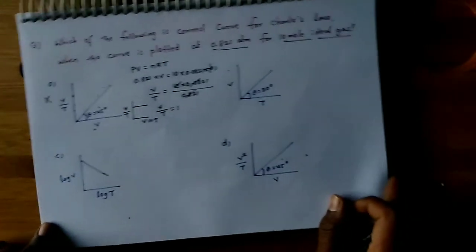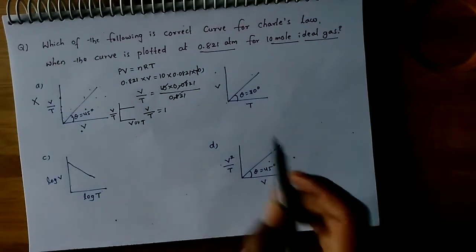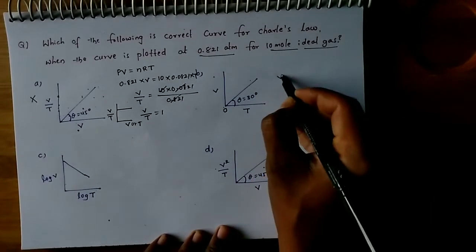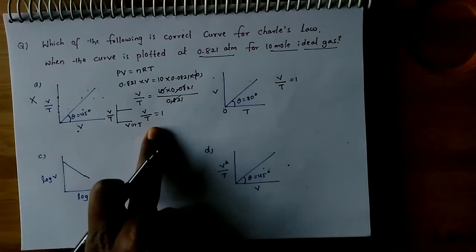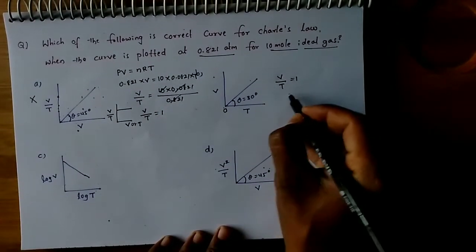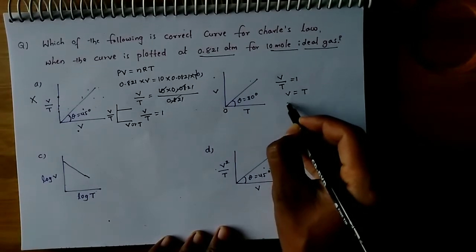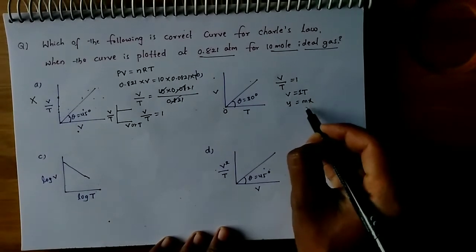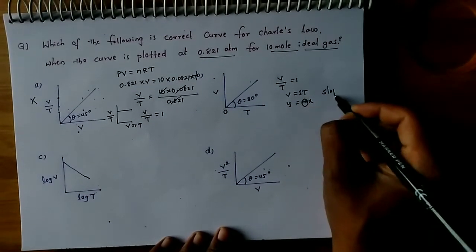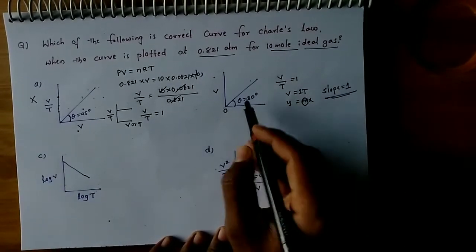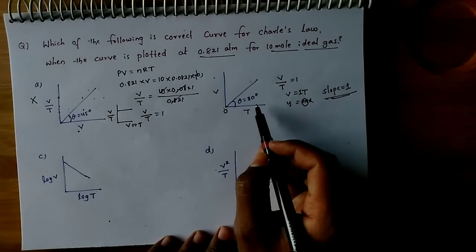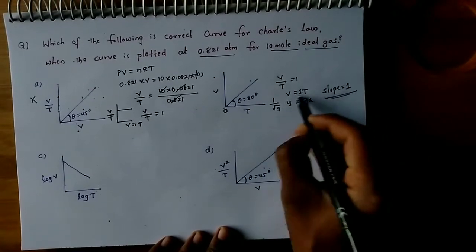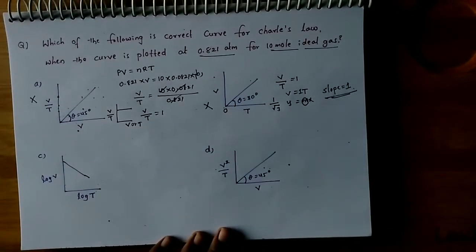Option A neglect. Now come to option B. Here V versus T, the curve is from origin, but see here, V by T is equal to 1 from the given data, so V equal to T. This is in the form of y equal to mx, there is no intercept. So m, the slope, must be 1, but here the slope is tan 30. Tan 30 is how much? 1 by root 3, but what should the slope be? Actually 1. So you can neglect this option.